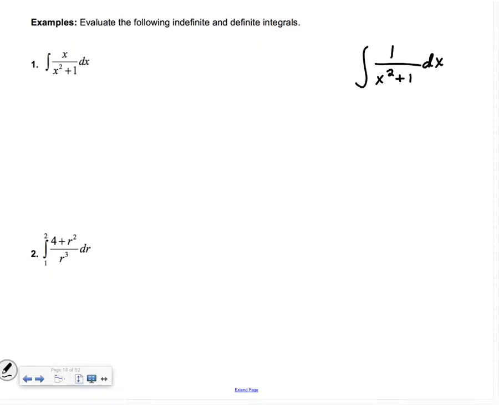Nick said it, what is it? Arctangent. Yeah, it's the inverse tangent. Do you guys remember arctangent? Right, when you take the derivative of that, that's how you get 1 over 1 plus x squared. That's exactly what it is.